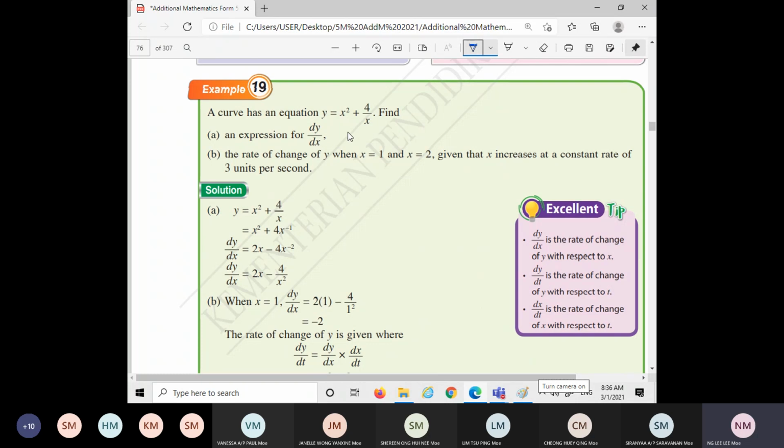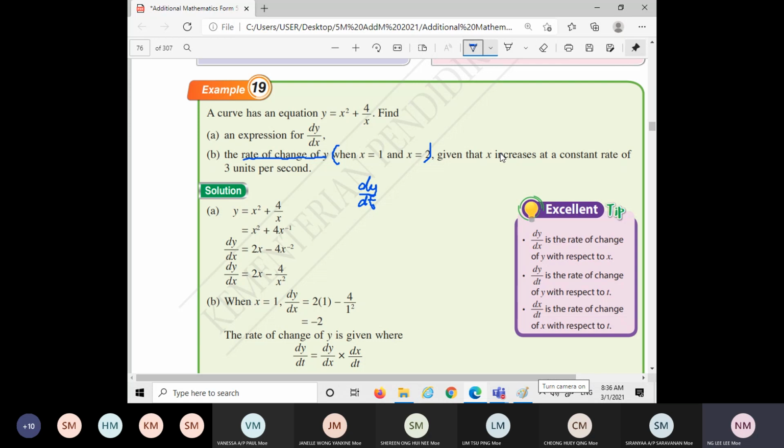So you have to differentiate these equations. Same thing, you write in this form, then you differentiate, you get this. Next, the rate of change of y when x equals 1 and x equals 2. This one is afterwards; only then do you substitute x equals 1 and x equals 2. They want the rate of change of y, meaning they want dy/dt. This is what they want.